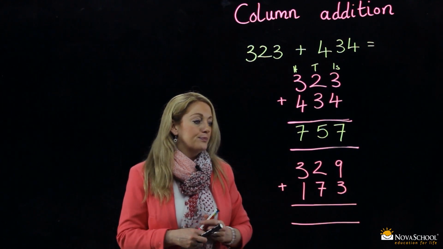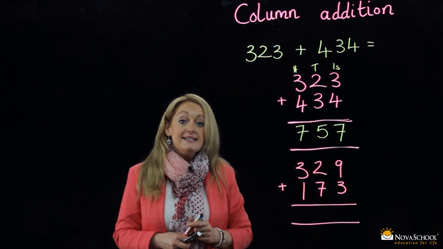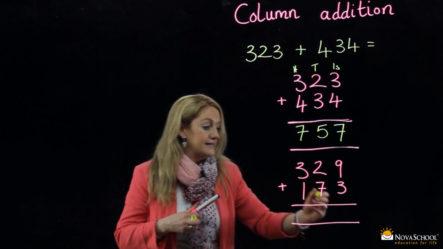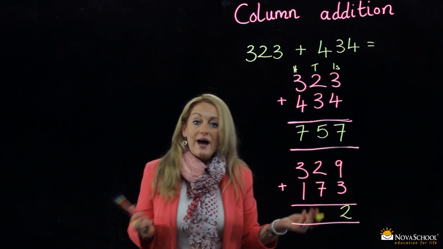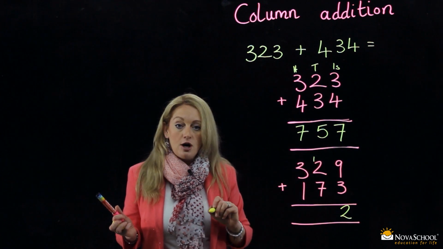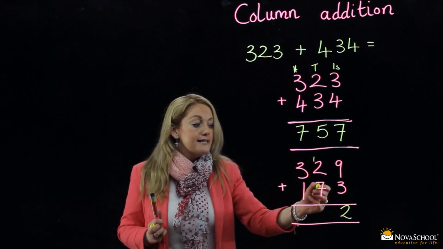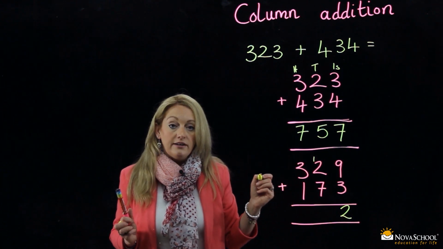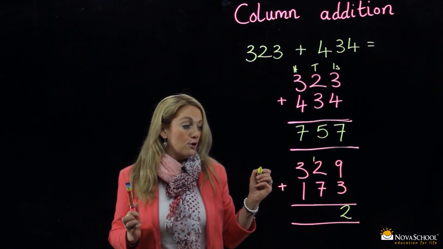Watch what we do. 9 add 3 is 12. Let's write the 2 down in our ones column. Are you ready? Number 2. Where shall I put the 10? We place it up here at the top. Okay? Now, 7 add 2. We're on to the tens column. But we need to add the 1 as well that we placed there from before.